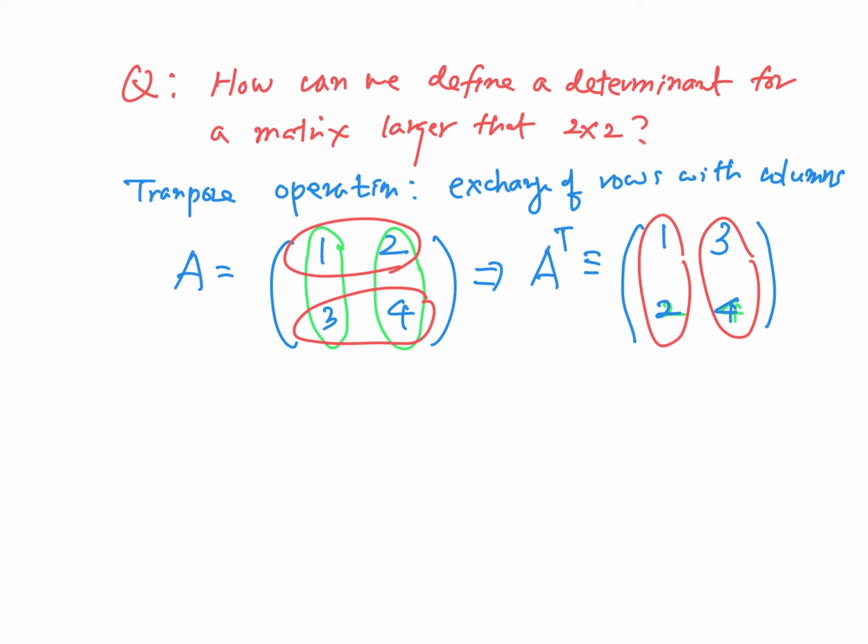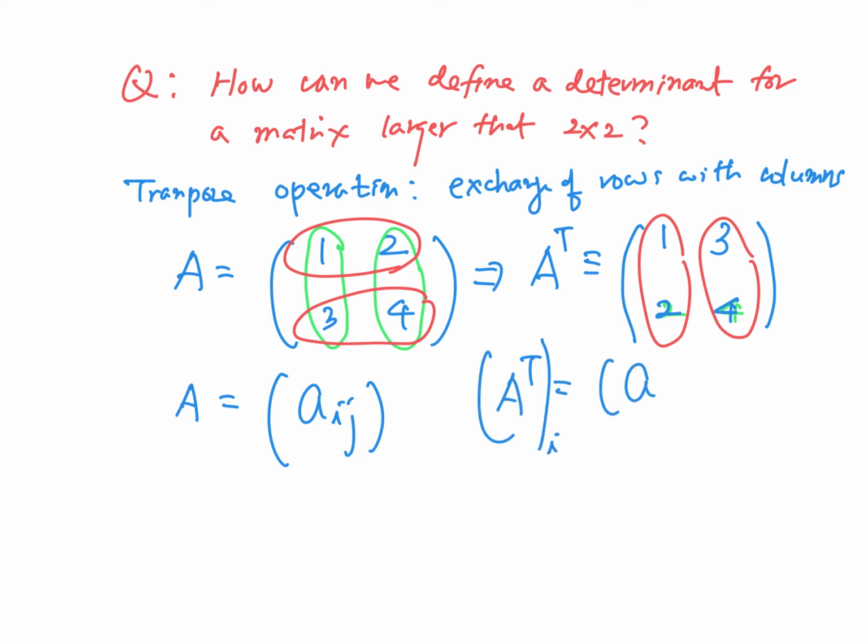Symbolically, if we write down A in component form, Aij, the ij component of the transpose matrix is Aji. You just interchange the index for the row and column.